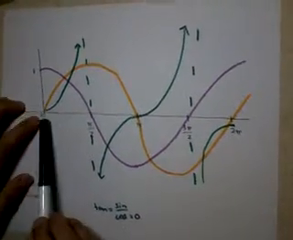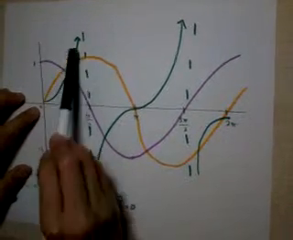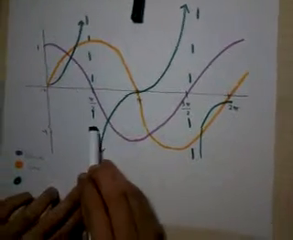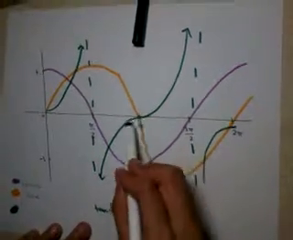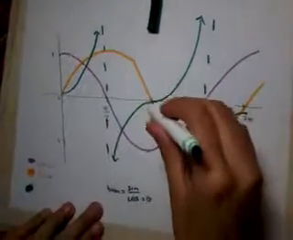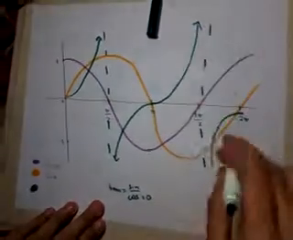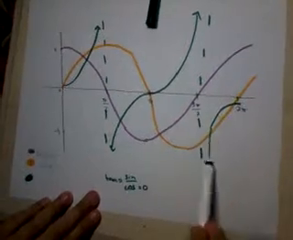Here, because between 0 and pi over 2 tangent is positive, it has to go above the x-axis. Between pi over 2 and pi, the tangent is negative, so it's below the x-axis. Then pi to 3 pi over 2 is positive, above, and then 3 pi over 2 to 2 pi, it's negative, so it's below.